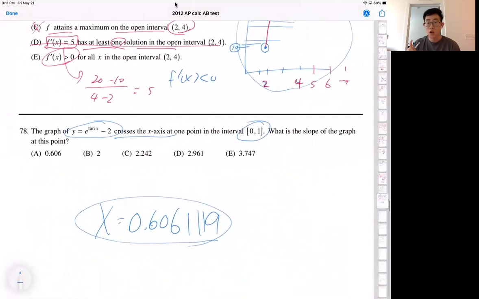All right, so I use the calculator and I have the x value, and what is the slope of the graph at this point? So slope, fancy word that represents slope, is called derivative. So they want you to find the derivative when x is equal to this amount.